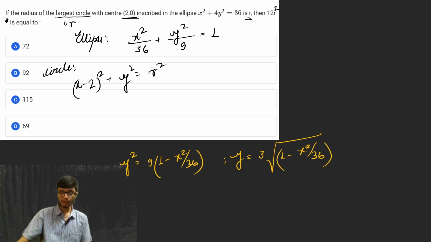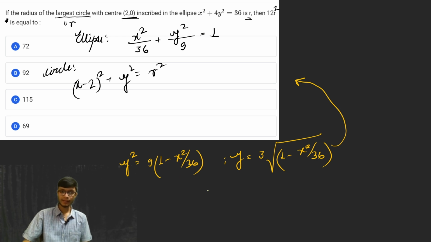And from here, I substitute this particular value of y in the circle equation, because the circle is basically inscribed inside the ellipse. Okay, it is inscribed on the ellipse. So for the inscribed condition, that means this particular circle and the ellipse lie on each other.